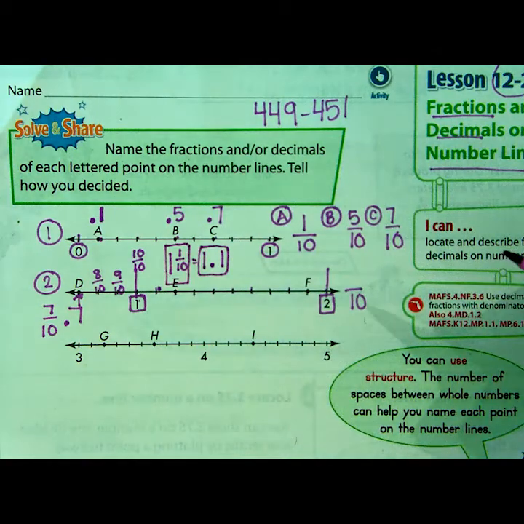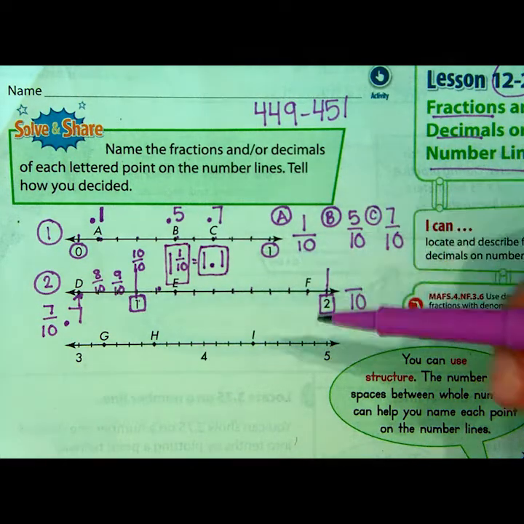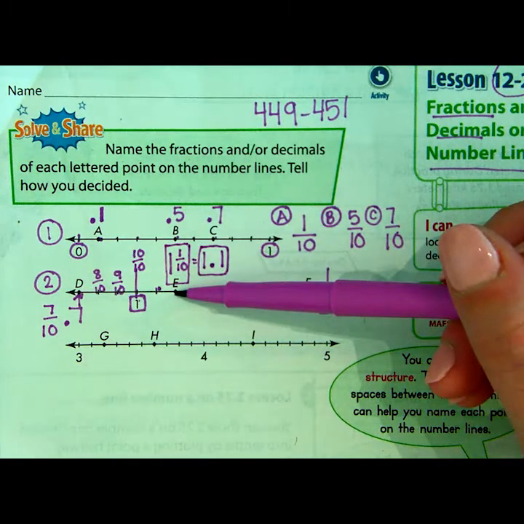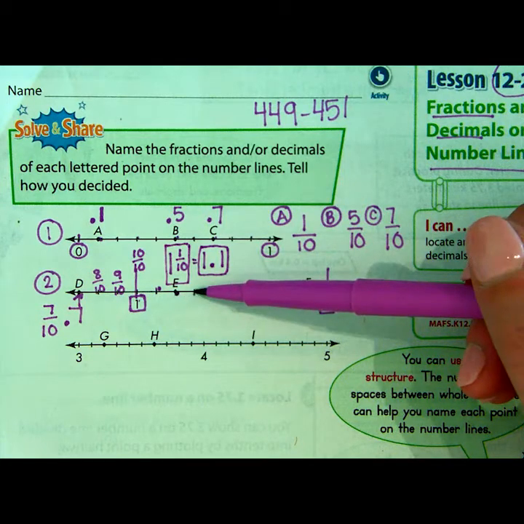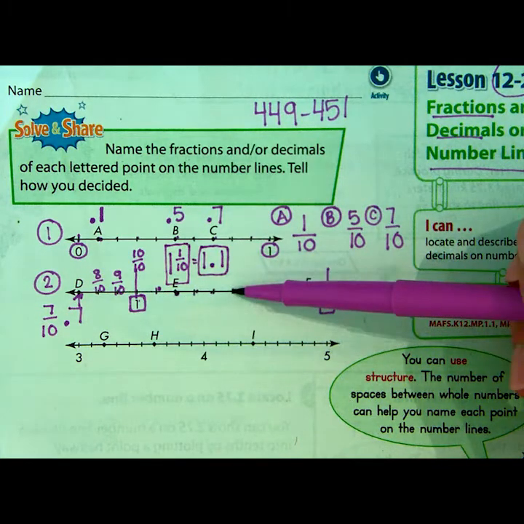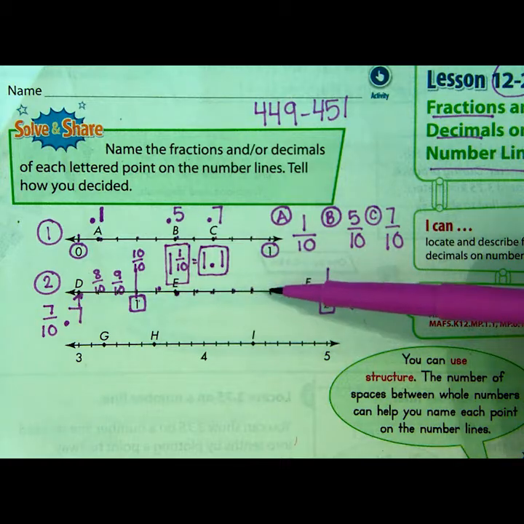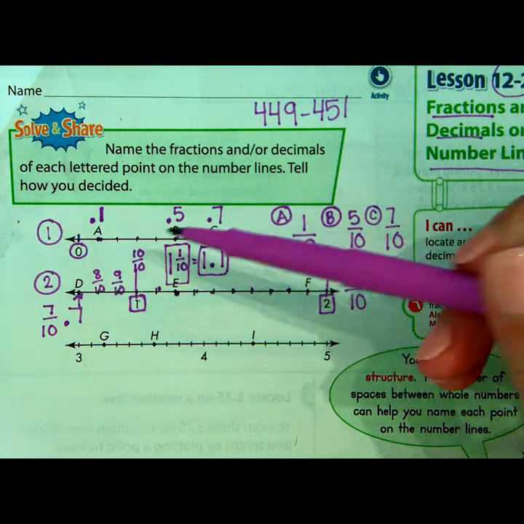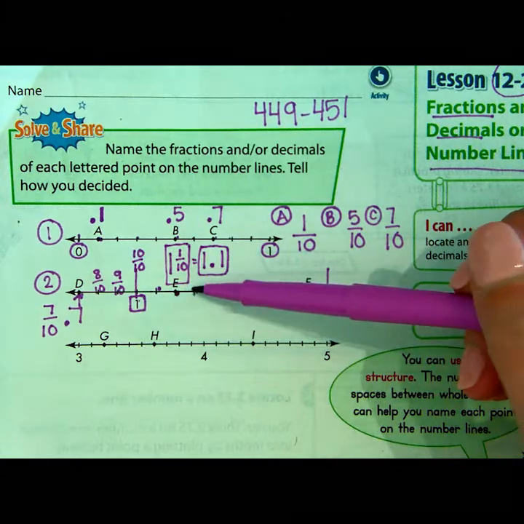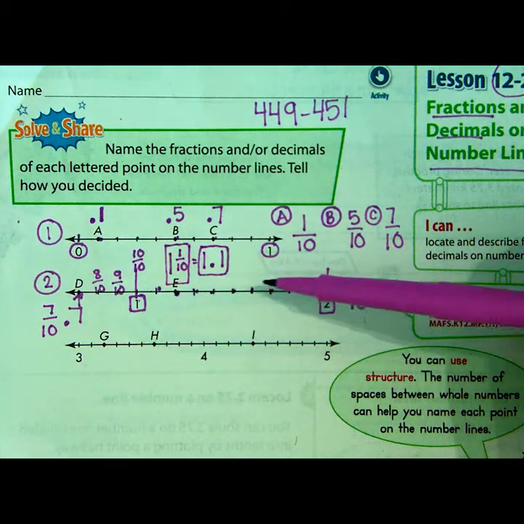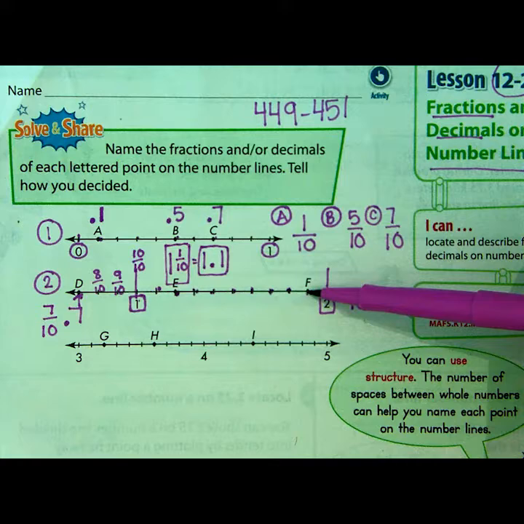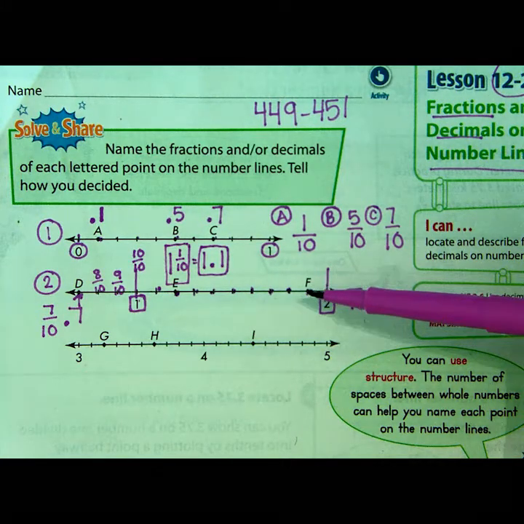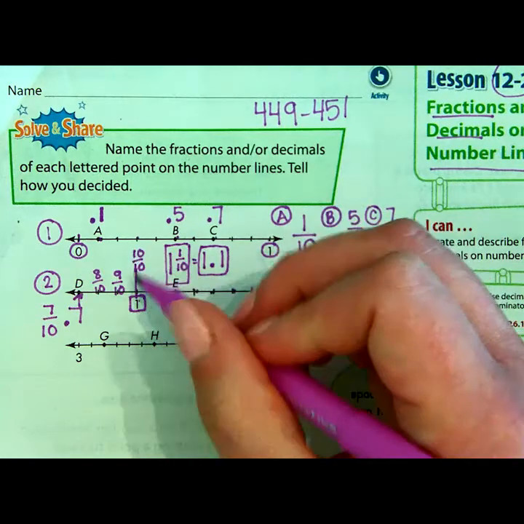Now let's look at F on the number line. If that's 1 and 1/10, this would be 1 and 2/10, 1 and 3/10, 1 and 4/10, 1 and 5/10, 1 and 6/10, 1 and 7/10. Oops, I did something wrong. 1, 2, 3, 4, 5, 6, 7, 8, 9. I guess I skipped a point somewhere. Oh, no, you know what I did? I hope you guys caught that.